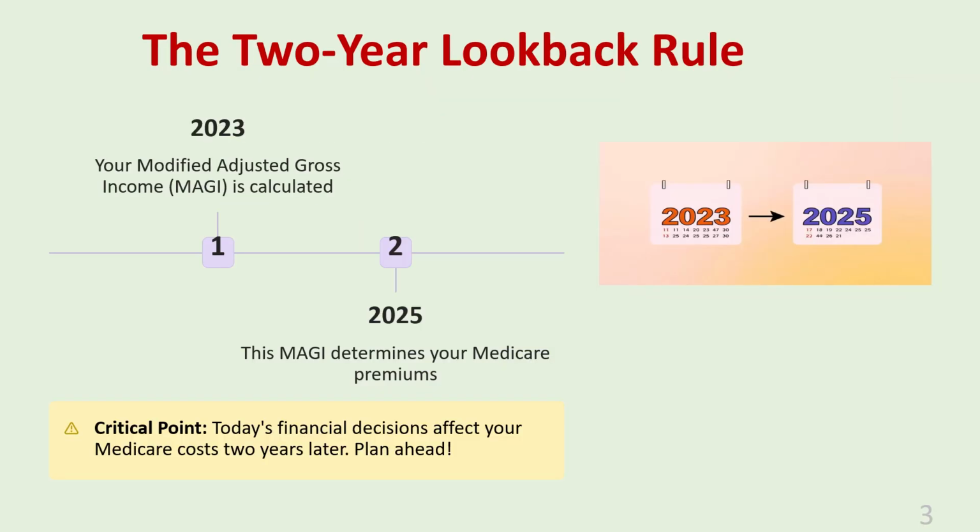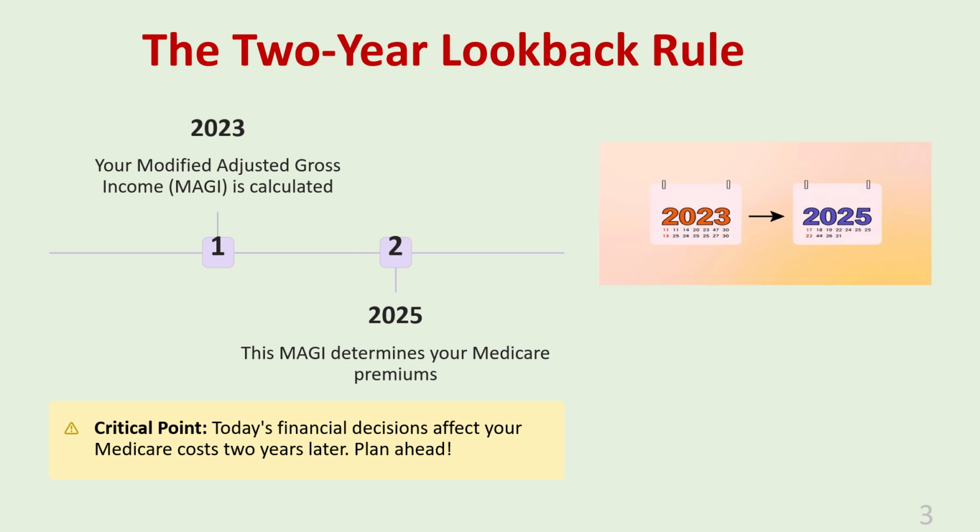Here is an important concept that catches many retirees completely off guard, and that's the 2 year look back. Medicare does not look at your current income to set your premiums. They use a 2 year delay. And the reason for that is they need to wait until you file your income tax for the previous year in order for them to see what your actual AGI or MAGI is. So Medicare does not look at your current income to set the premiums. They use, as we said, a 2 year delay.